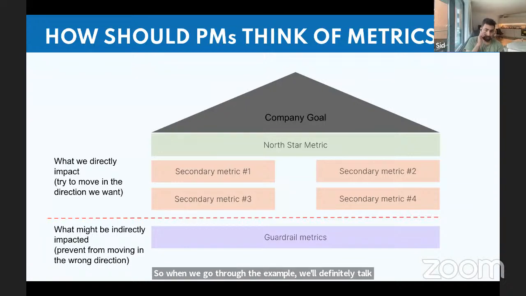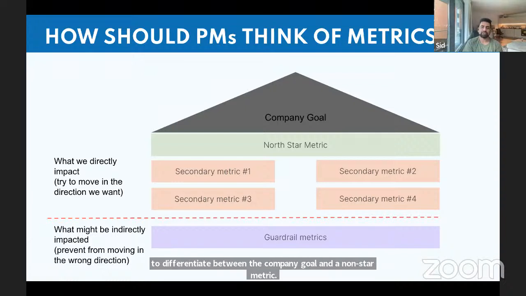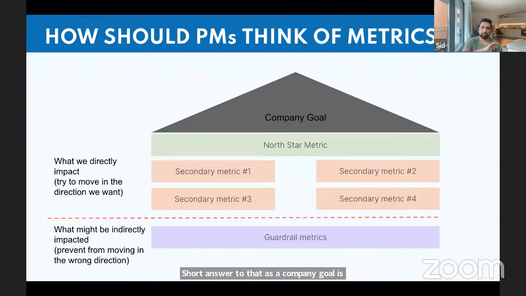Yeah, I think that's a really good question, Mani. How to differentiate between the company goal and a North Star metric? Short answer to that is a company goal is usually broad and it is company level, which means it is not necessarily a product goal. And you as a product manager or a product leader, when you're creating a North Star metric, you're trying to create something that measures the product in a way that adds value to the North Star, right?